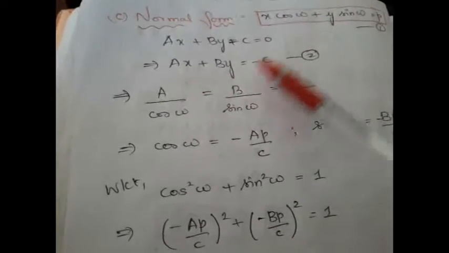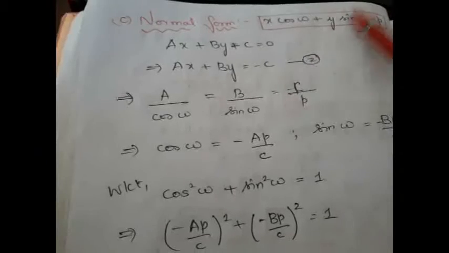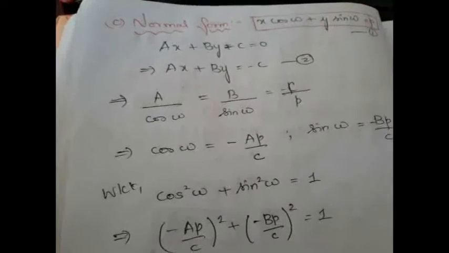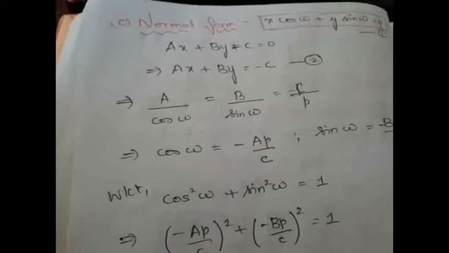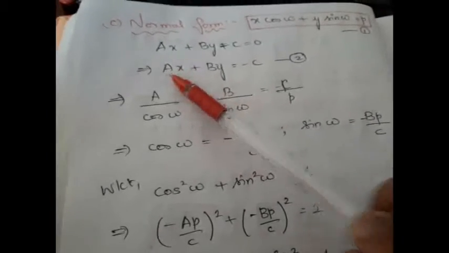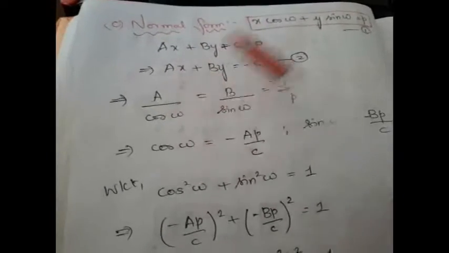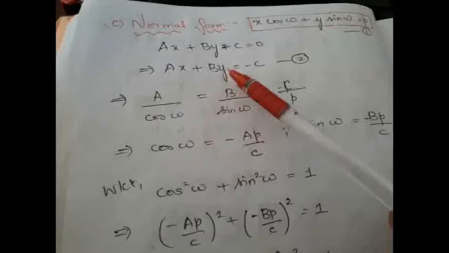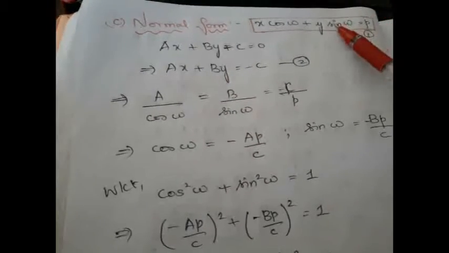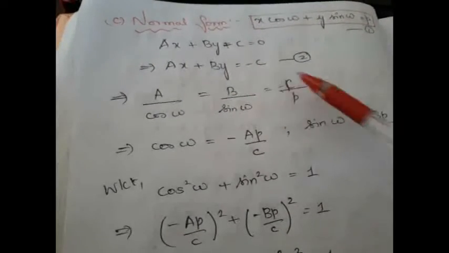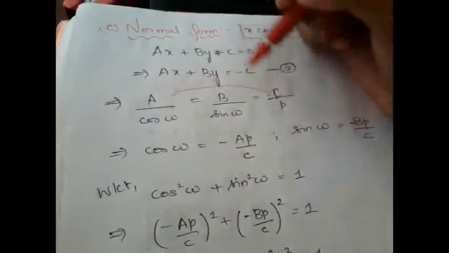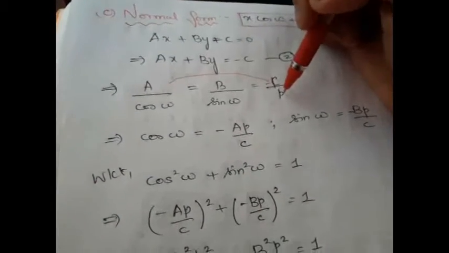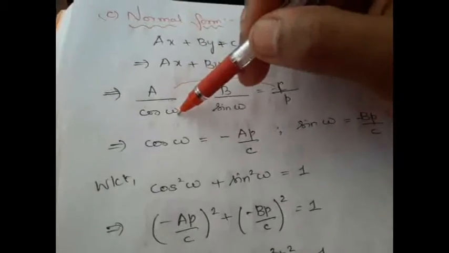Now try to express this in the same form. So ax plus by equal to minus c. Now exactly these two are in the same form. Therefore their coefficients will be proportional, right? So we can write it as a divided by cos omega, both are coefficients of x, which will be equal to b divided by sin omega, which is equal to minus c divided by p.